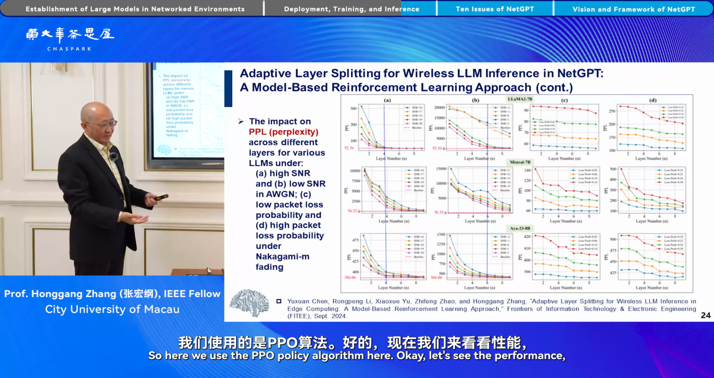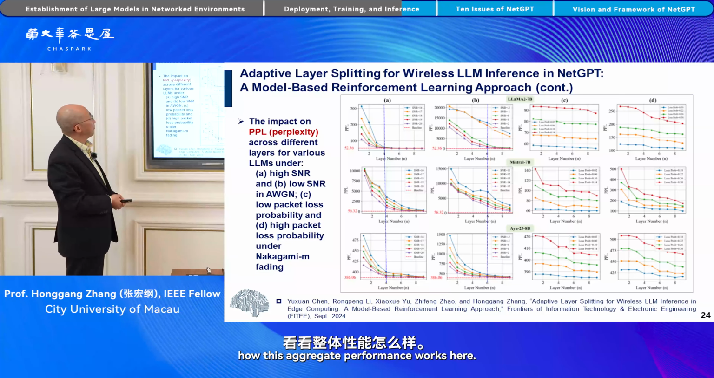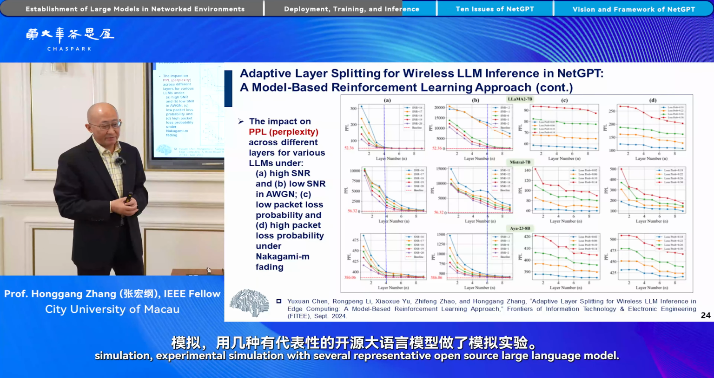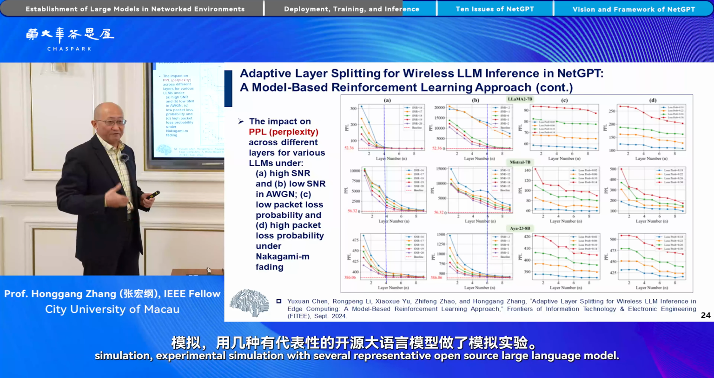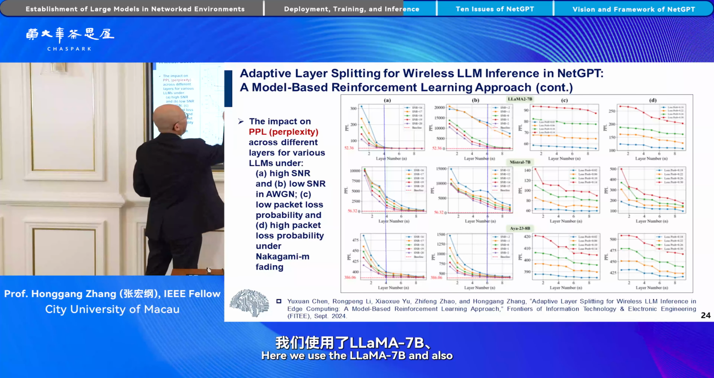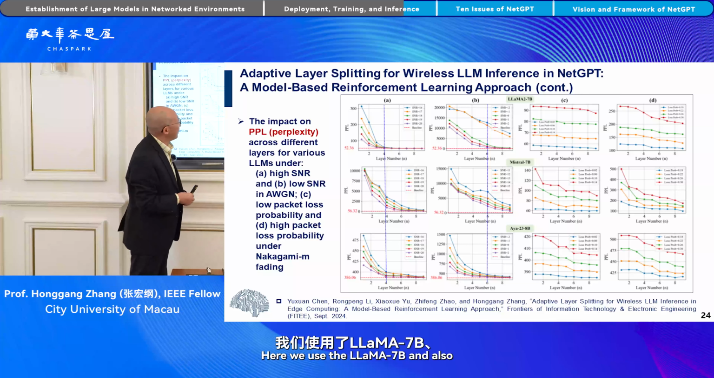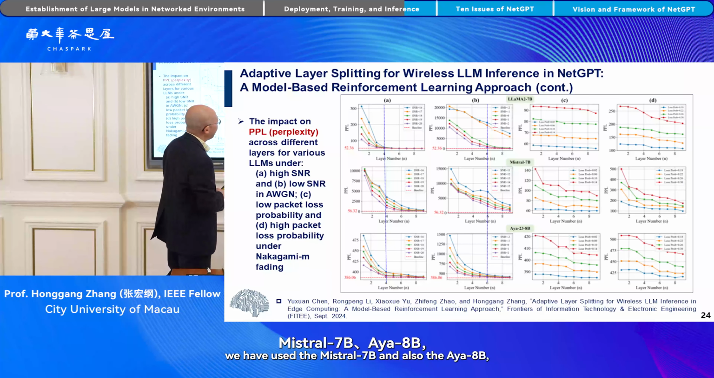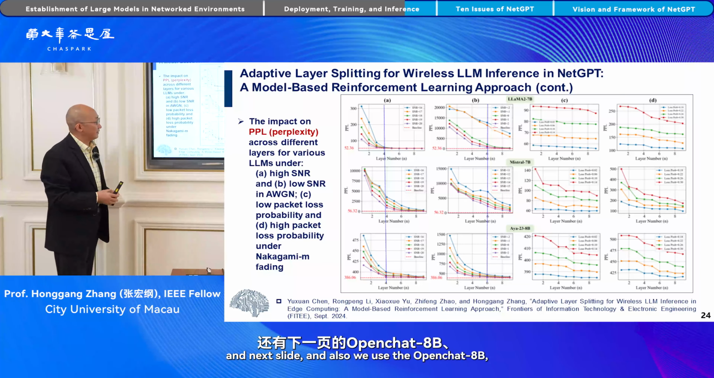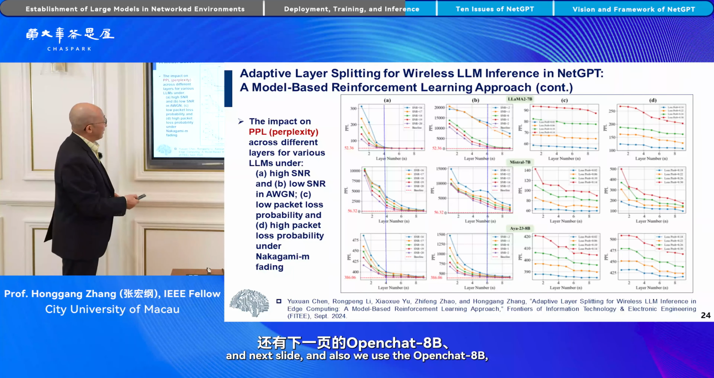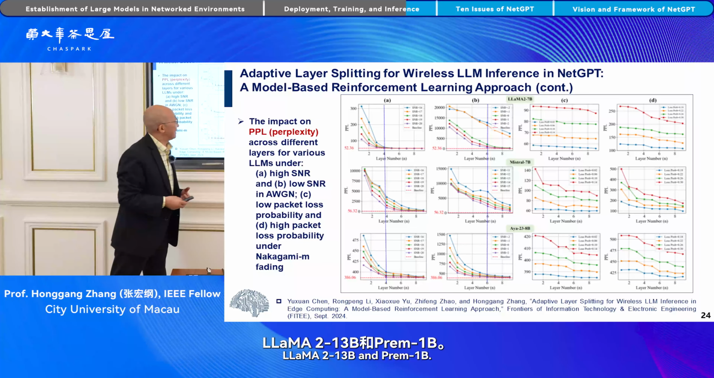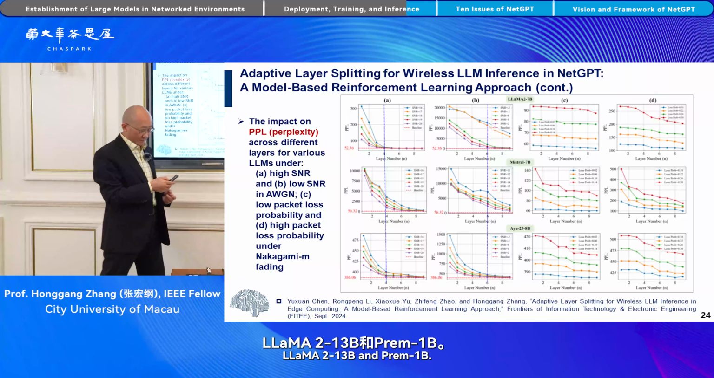Let's see how this algorithm performs. We have done extensive experimental simulation with several representative open source large language models. Here we used Llama 7B, Mistral 7B, and the 8 billion model, and also the OpenChat 8B, Llama 2 13B, and the Phi 1B.